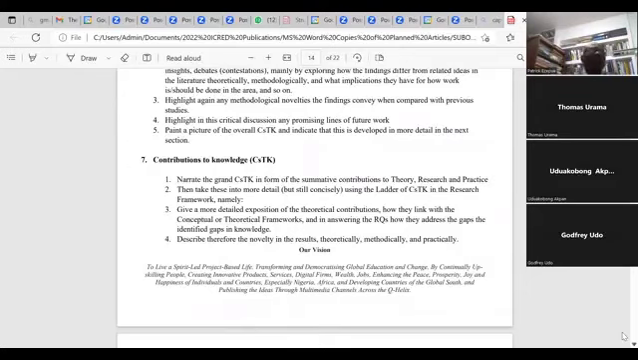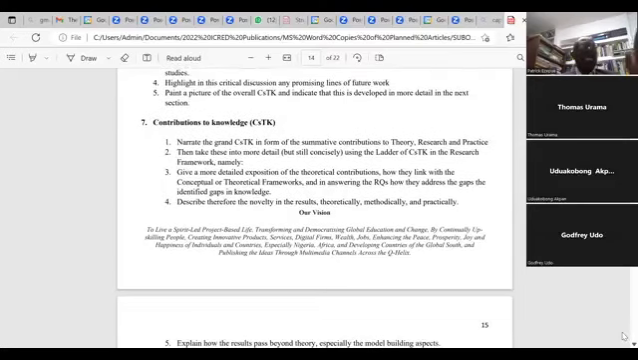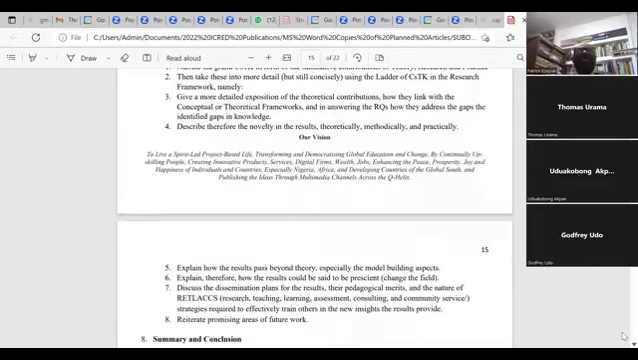The first step there is you have to narrate the grand contribution to knowledge in form of the summative contributions, as I said before, to theory, research, and practice. You then take these into more detail, but still concisely, using the ladder of contributions to knowledge in research framework. Namely, you have to give a more detailed exposition of the theoretical contributions, how they link with the conceptual or theoretical framework, and in answering the research questions, how they address the gaps identified in knowledge. Now, describe, therefore, the novelty in the results, theoretically, methodologically, and practically.